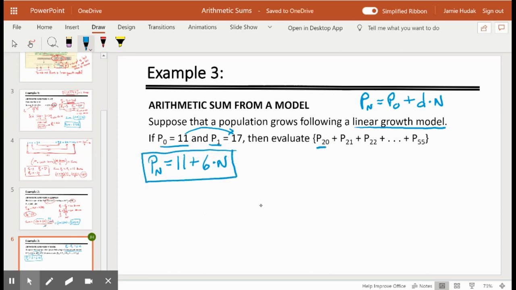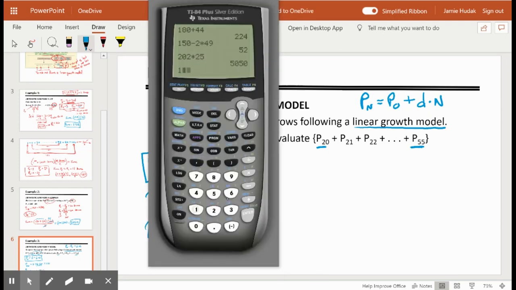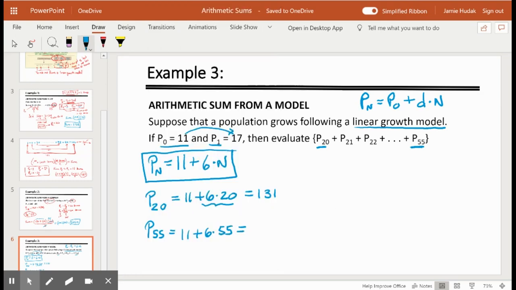And it wants me to go from P20 through P55. So we need to calculate the values for each of these. P20 is equal to 11 plus 6 times 20. 6 times 20 is 120, plus 11 is 131. And now P55 equals 11 plus 6 times 55, which is 341.